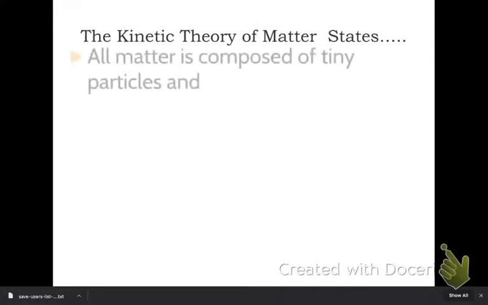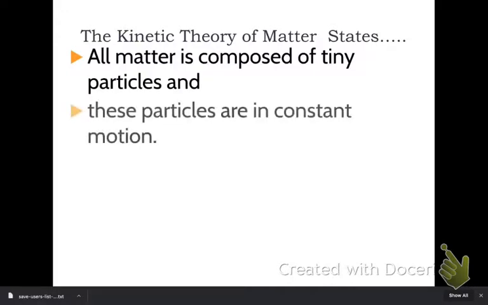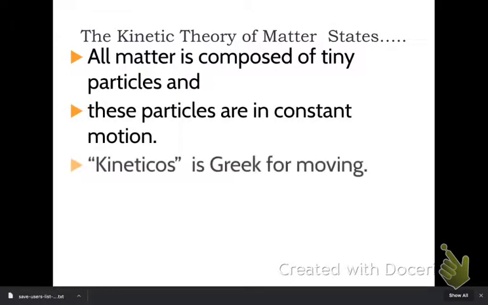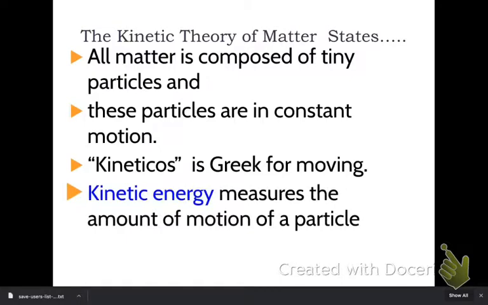So the kinetic theory of matter states all matter is composed of tiny particles, and we know what those tiny particles are, and these particles are in constant motion. So kinetic comes from the word kinetikos, which is Greek for moving, and kinetic energy measures the amount of motion of a particle. So when we talk about temperature, we're talking about average kinetic energy. So the more motion of a particle or the particles, the higher the kinetic energy, the higher the temperature, and vice versa.